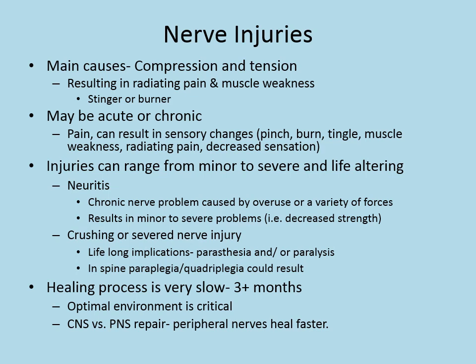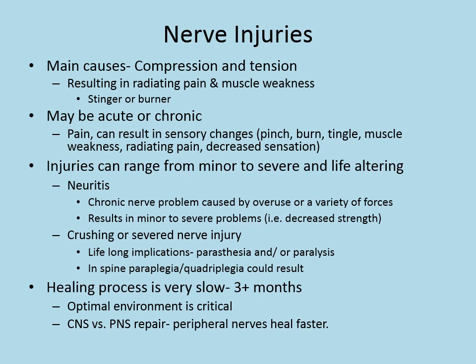More serious injuries for nerves would be a crushing or a severed nerve injury, and these can cause lifelong complications or implications like paresthesia or paralysis. So that would be in the case of an extremity nerve injury, and then you could get paralysis in the foot, say for instance, if there was a nerve injury to the leg. If there's a nerve injury in the central nervous system or the spinal cord, then you can get paraplegia or quadriplegia, possibly.